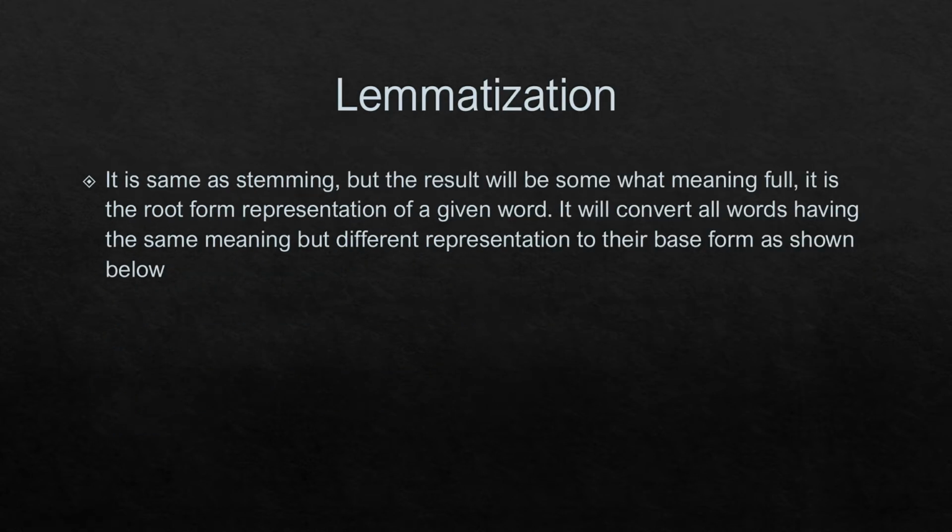When you talk about lemmatization, it is the same as stemming, but the result will have some meaning. It is the root form representation of a given word. It will convert all the words having the same meaning but different representation. For example, take the words trouble, troubling, troubled, troubles. When you pass all these words to lemmatization, the final word will be trouble. Trouble is the root word for troubling, troubled, troubles, which itself has some meaning.